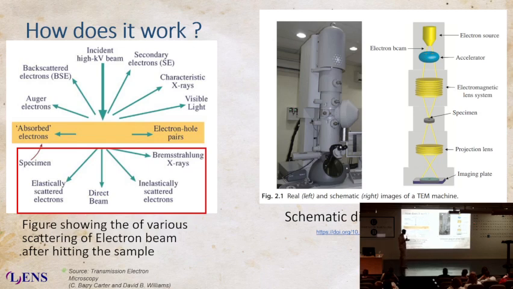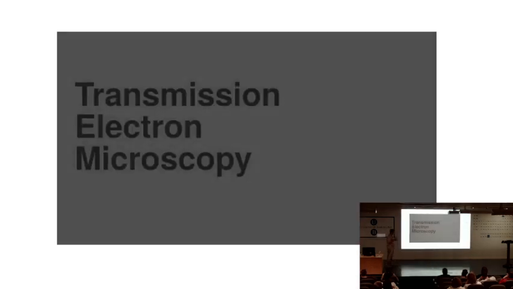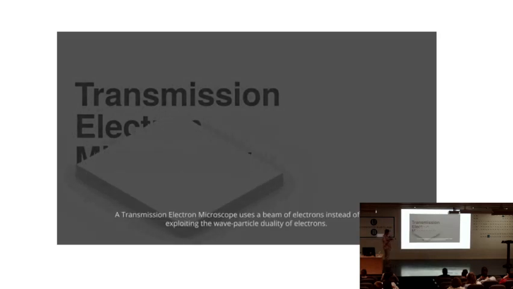And then it goes through the specimen, and it goes via projection lenses, which makes the image even more magnified so that you can observe. And then it goes to the imaging plate, and there are some detectors which actually convert the image into digital data. So if I proceed, there is a small video which I would like to show you here.